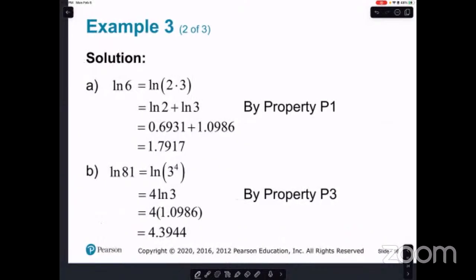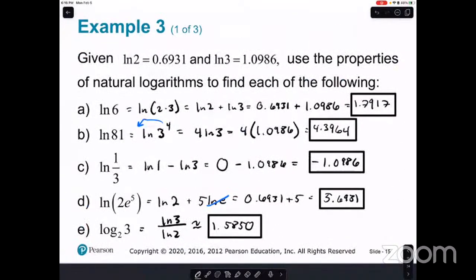3944, 39. Let me check it again. 6 times 4 is 4. Carry the 2. 32. Oh, that is a 34. Okay. I think that's the only thing. I'll just change it here. It's a 4. Put it in purple. 3944, that's fine.